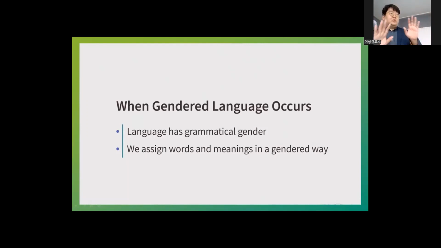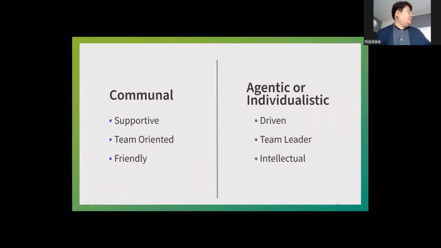So I'm gonna show you two lists, and you tell me which list is more stereotypically feminine, list A or list B. List A is over here and list B is over there. The communal one is list A, and on the right is list B. If you look at list A, you can see that it's more supportive, team-oriented and friendly. And over on the right, list B is more driven, team leader, and intellectual, right? Most people assign list A to feminine and list B to masculine, right?